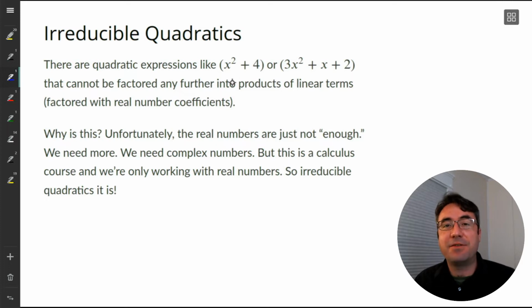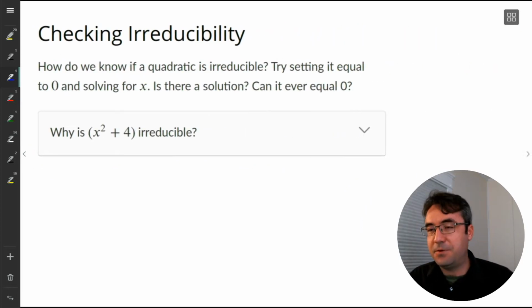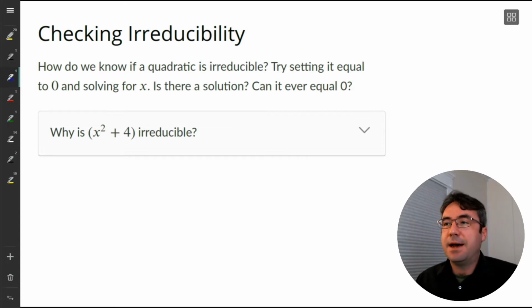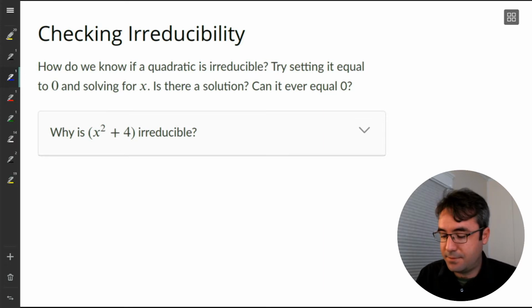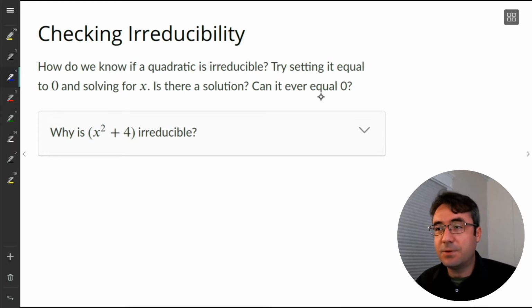So it's okay if we have an irreducible quadratic. We can still work with that. But it's going to be helpful to identify how we know if a quadratic can be factored any further, or how we know if it's irreducible. There's a few things to think about. You can just try setting the expression equal to 0 and solving for x. If you can get a solution, then yeah, it can be factored.